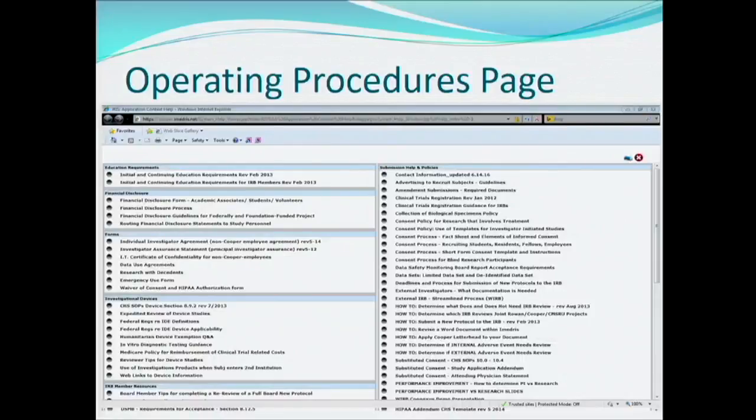It is on the left-hand side in the 3rd column down. The 3rd section down. So we have non-Cooper individual investigator agreements for non-Cooper people. And then we have the IT confidentiality agreement right here. If you need to change PIs, there's the IA, which is the second one here, the investigator assurance statement.